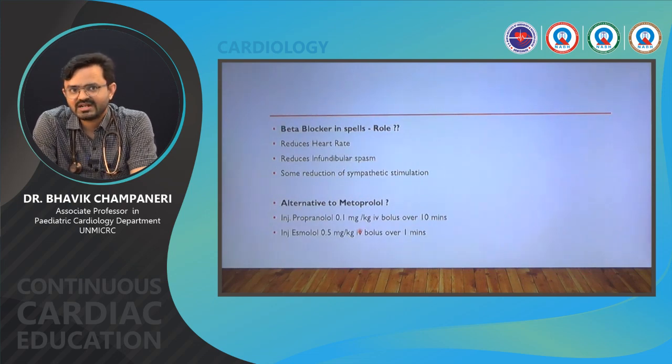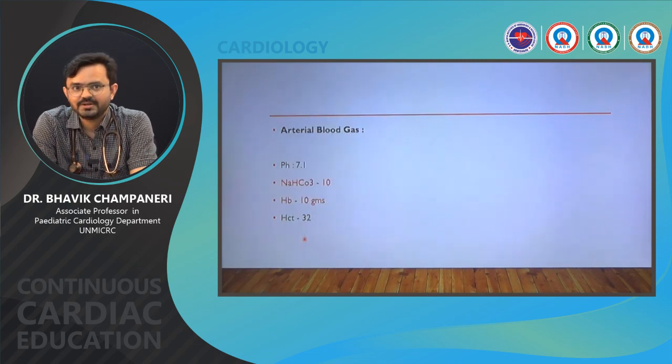So how does beta blocker help? It reduces the heart rate, it reduces the infundibular contraction or spasm, and there is some reduction in sympathetic stimulation. What are alternatives to metoprolol? It can be propranolol or esmolol.